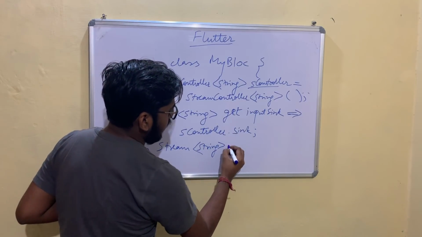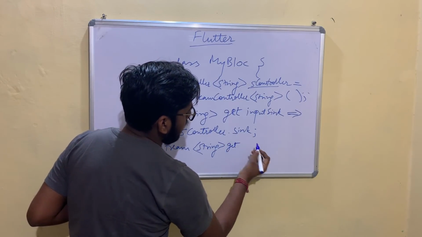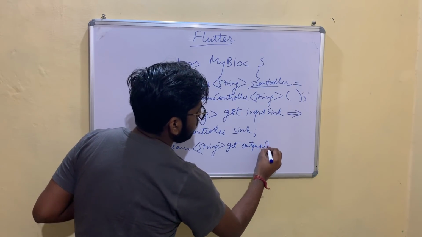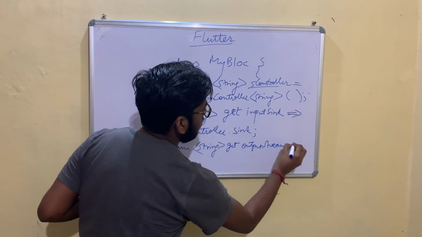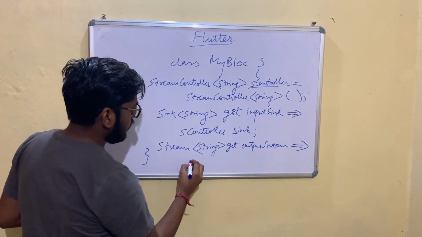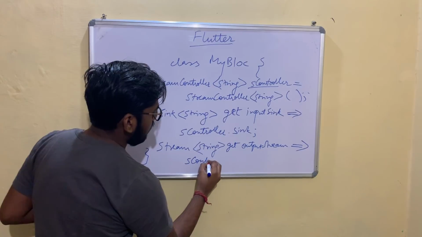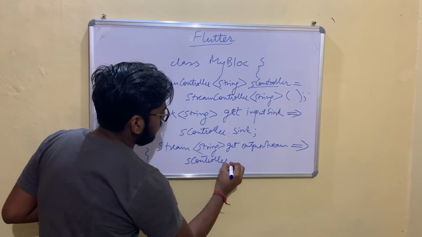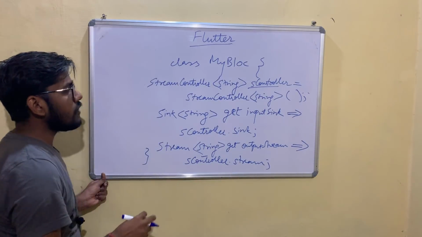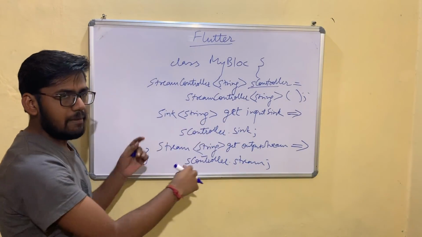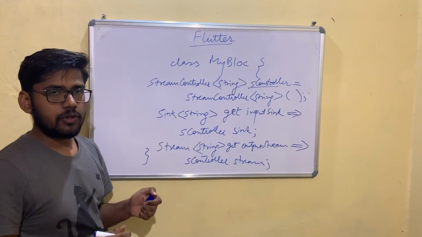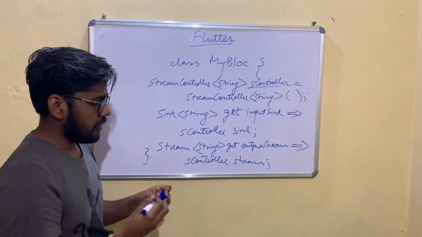And then I can use this get property, and I can just say output stream. Okay, and again this big arrow operator, and then I'll say sController.stream. Okay, so this is how you will make your MyBloC class. We are still not in the constructor phase, so let's go to the constructor part after this.